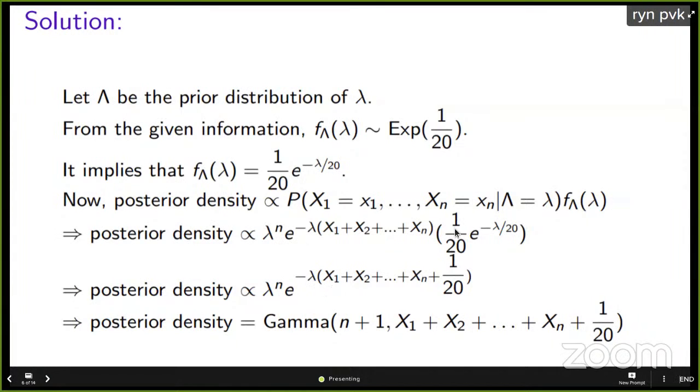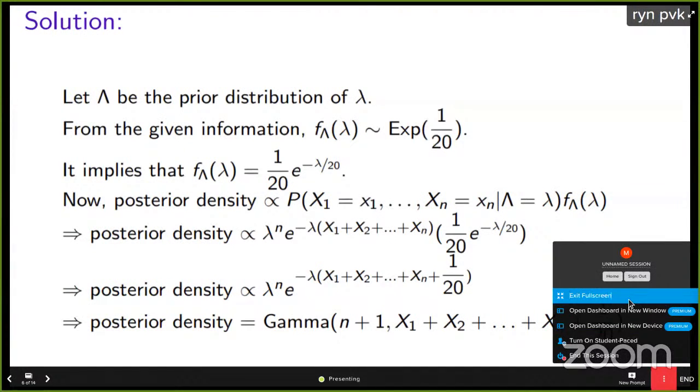So this 1 by 20 will be a constant, right? What is added here, 1 by 20? That's 300 actually. Do the calculation, please, sir. Okay, we'll do the calculation.